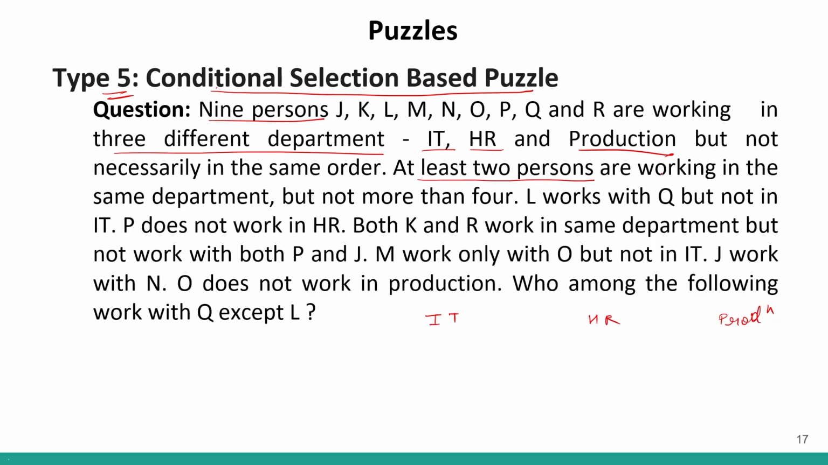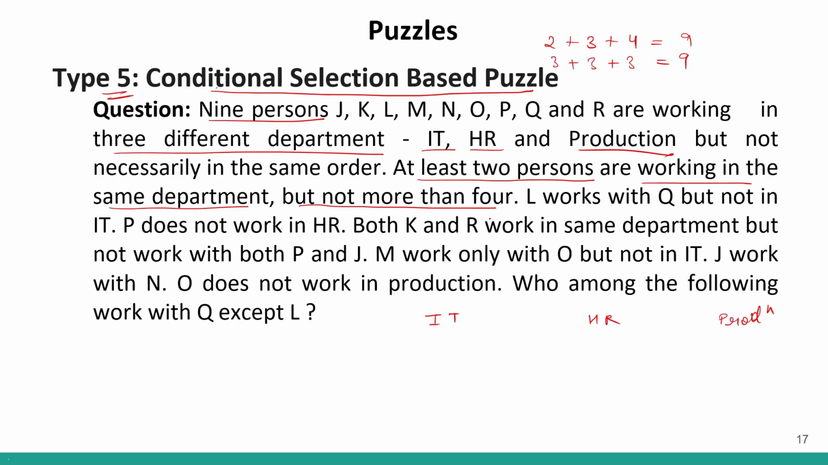There are 2 people that are working in the same department but not more than 4. So now let us look at the possibilities. There are 9 people, correct? So it could be 2, 3, 4. In one department there are 2 people, in one department there are 3 people, and in one department there are 4 people, because they cannot be more than 4 and they cannot be less than 2. So the sum will be 9. Or the other possibility is that we have 3 people in each department, then also we get 9. So 2 possibilities are there: either we have 2, 3, 4 people or the people are divided in 3, 3, 3.